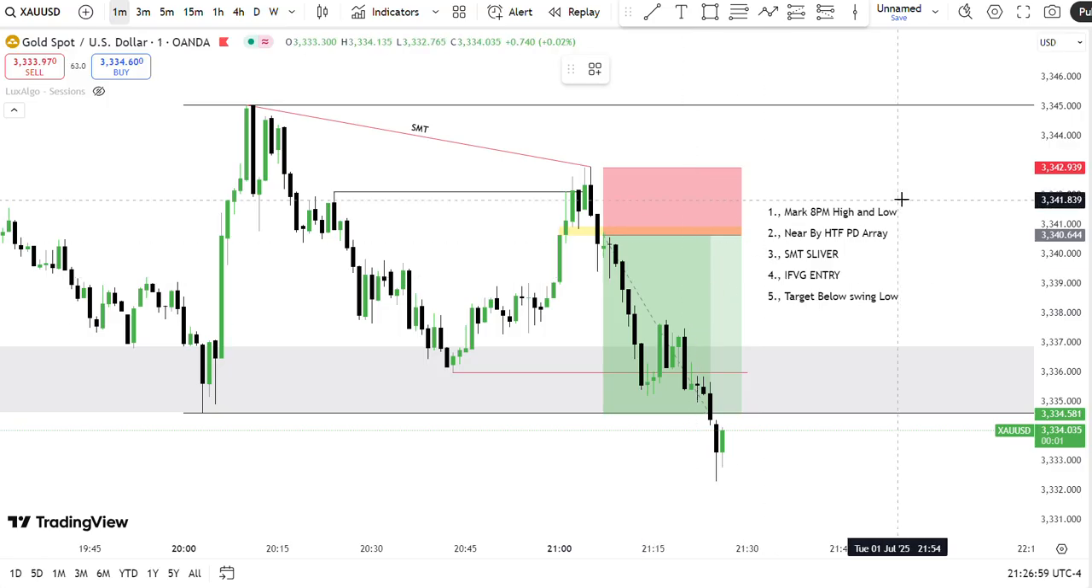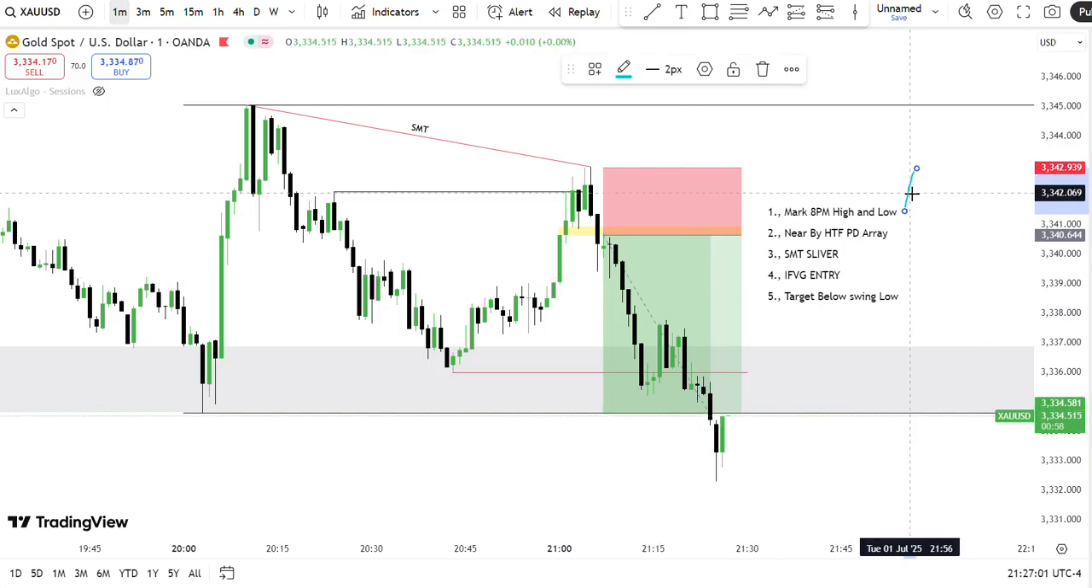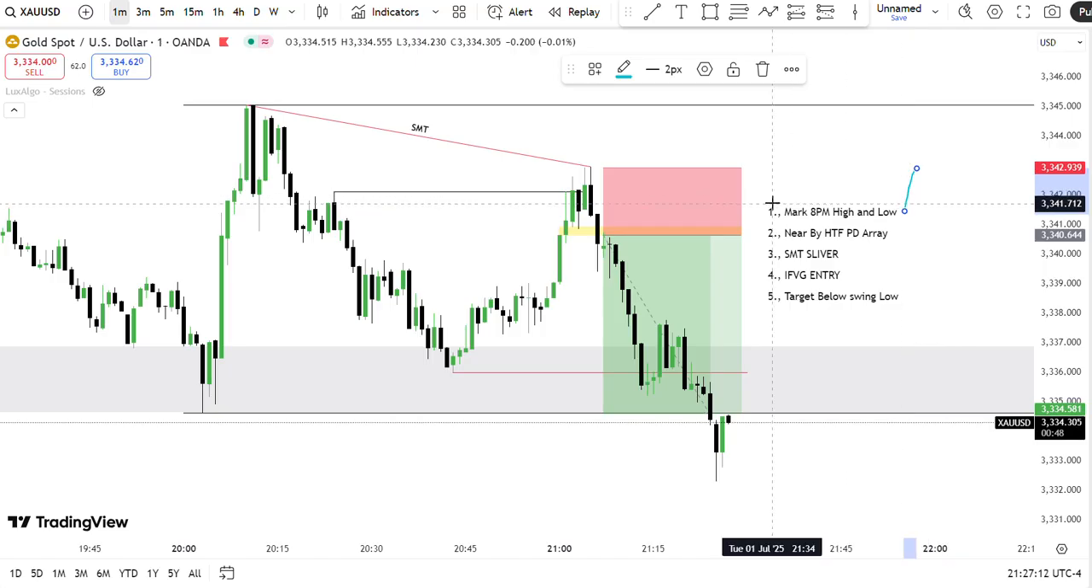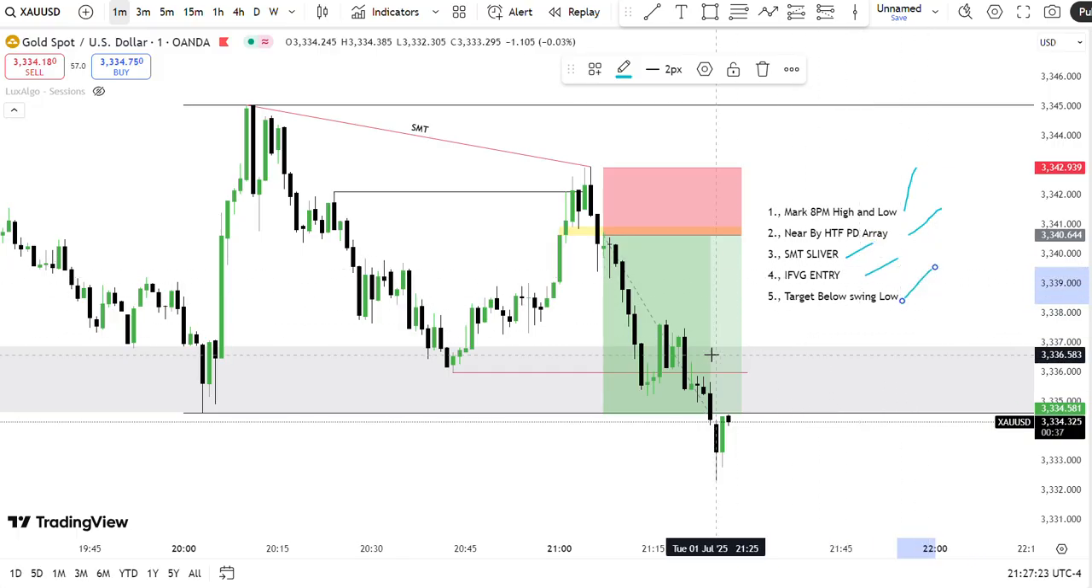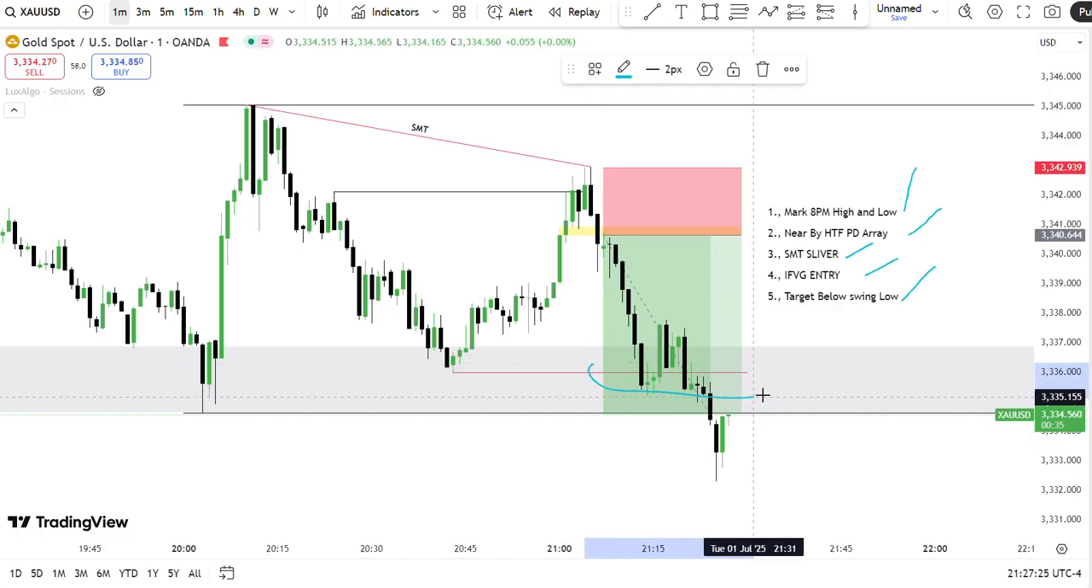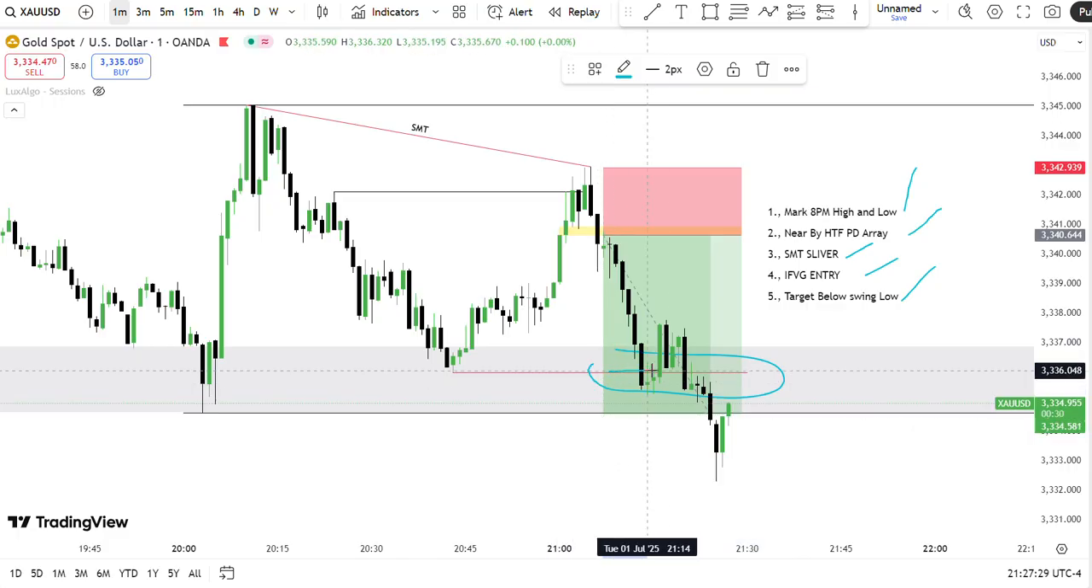Okay, very simple. I have marked the 8 p.m. highs and 8 p.m. lows in the New York section, no, Asian section, sorry. So I'm marking the chart. After that, we have the higher time frame, SMT with silver, and IFVG is my entry model, and I targeted below the symbols. So my target is just here. I just drag here. So my initial target, my overall target, is here.